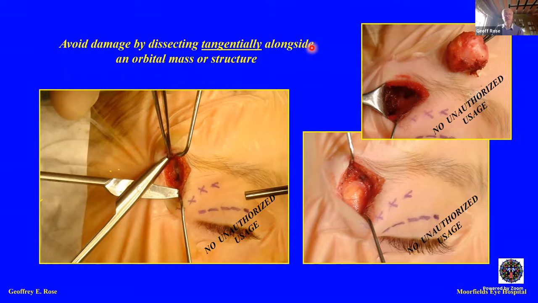How do we avoid tissue damage? One of the things is to try and dissect as much tangentially alongside an orbital mass rather than directly towards it or structure. So keep tangential to levator and so on, and you can get out masses intact with relatively little collateral damage.